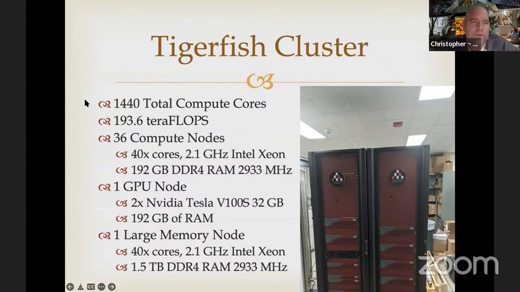It's got 1,440 total compute cores and 193.6 teraflops, with 36 compute nodes, each of which has 192 gigabytes of RAM. It has a very large memory node with 1.5 terabytes of RAM, and it's got a GPU node as well. So it serves a variety of purposes for us, and it allows us to perform some of the very compute-intensive shotgun metagenomics analysis that we need to do.